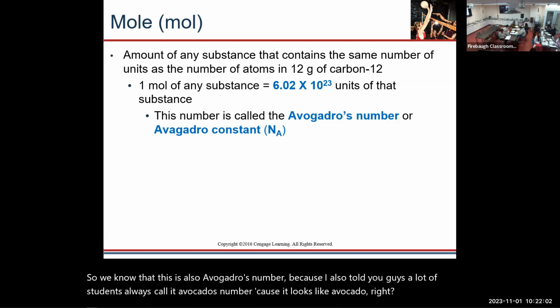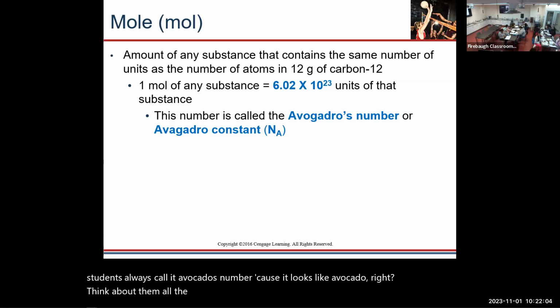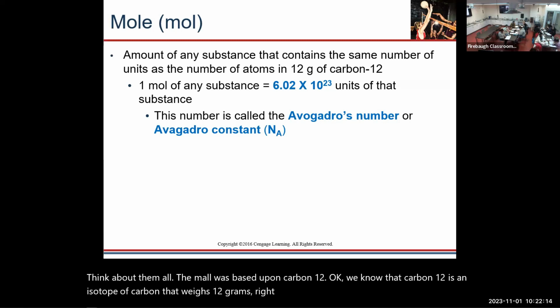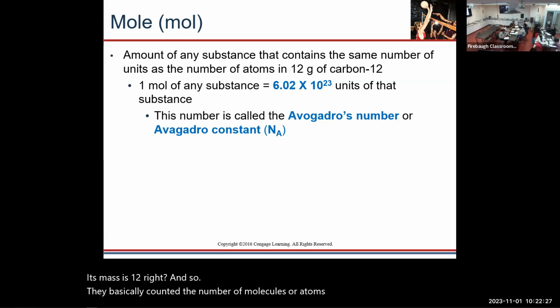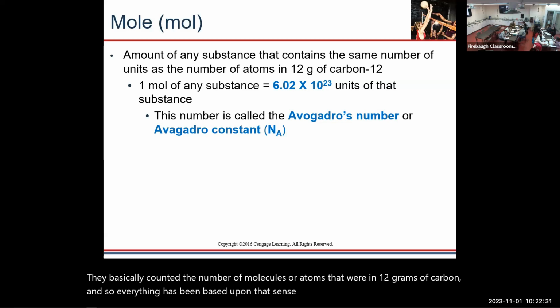So think about the mole. The mole was based upon carbon-12, okay? We know that carbon-12 is an isotope of carbon that weighs 12 grams, or its mass is 12, right? And so they basically counted the number of molecules or atoms that were in 12 grams of carbon. And so everything has been based upon that. Okay?